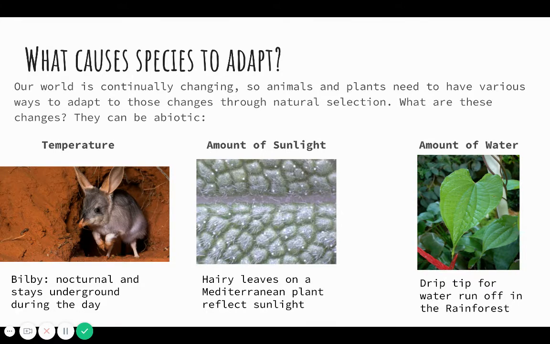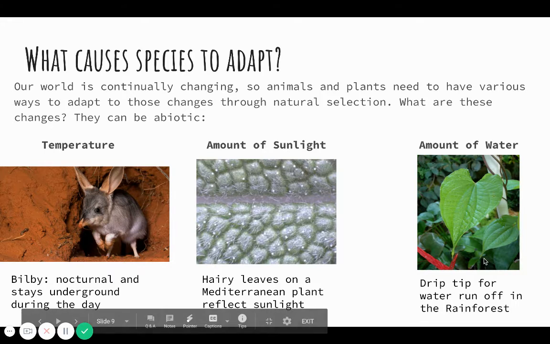Our world is continually changing, so animals and plants need to have various ways to adapt to those changes through natural selection. Remember our peppered moths? I bet you do. The advantageous trait changed from being white in color to being black in color because their environment changed. So what are these changes? Well, they can be abiotic, like changes in temperature.